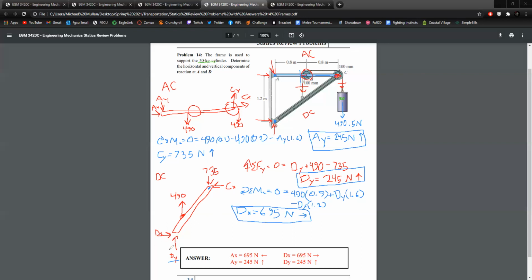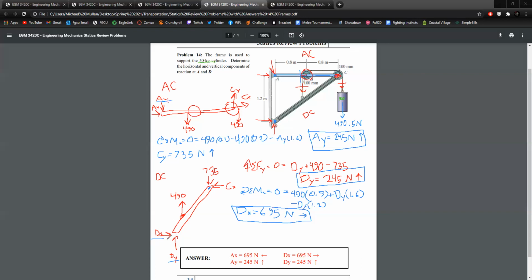Going back up, because we now know dy and dx, we can go back to our AC diagram. We already found ay. Our only unknown is ax, and we know based on this diagram that ax and cx must be the same because they're the only forces in the x direction here. And based on this diagram, we can see the same thing. Cx and dx are the only forces in the x direction, so they must be the same.